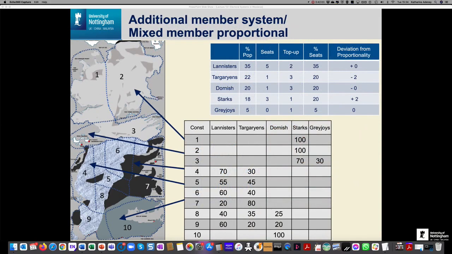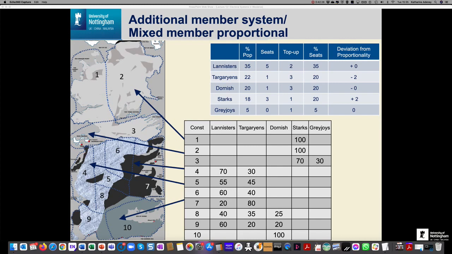Now, if we move to the final system, the additional member system, as it's called in Scotland, Wales and the London Assembly, or the mixed member proportional system, as it's called in Germany. This system has 2 ballot papers. One is for your constituency representative, so you've got the 10 constituencies there. And the seats for this are allocated as they are under Simple Plurality. It's simply who secures the most votes, a plurality of votes in a constituency.